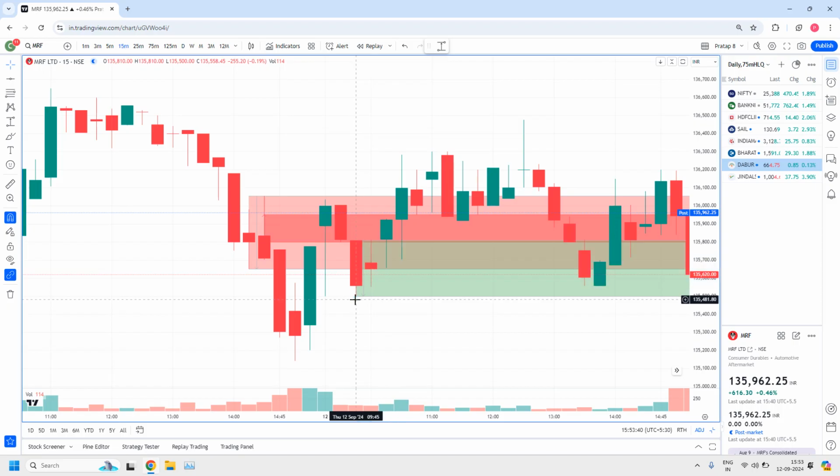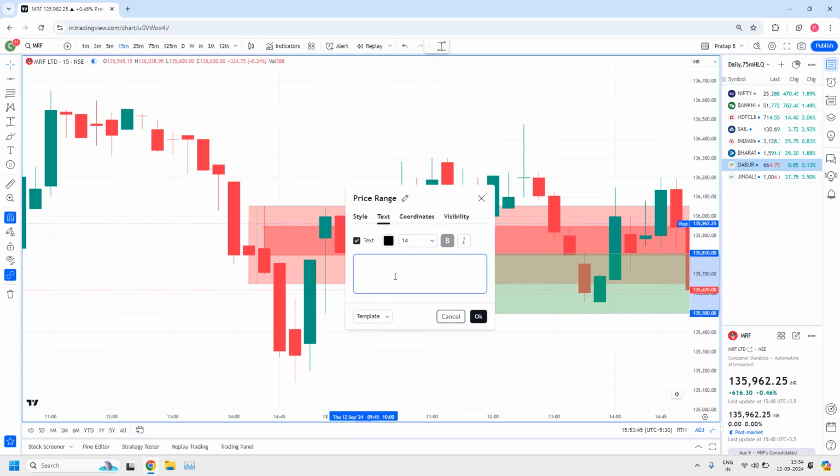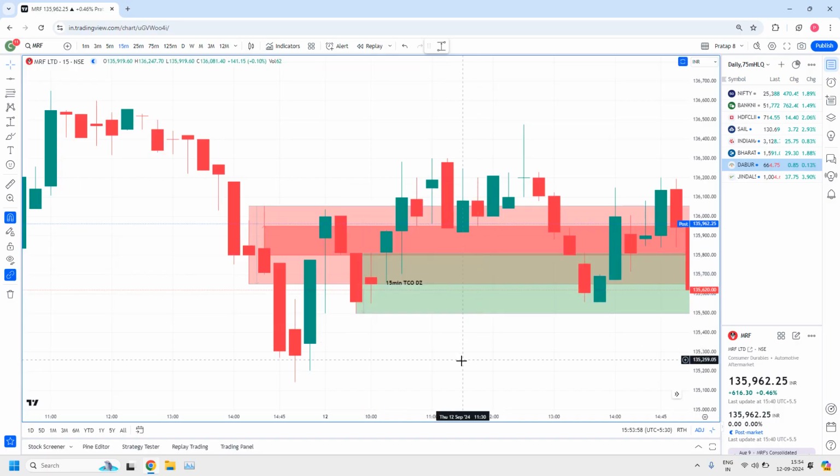This is the 15 minutes demand zone. For our remembering purpose, let me add the text. This is 15 minutes trend change horizon, TCO demand zone. And this 15 minutes demand zone is responsible for the creation.